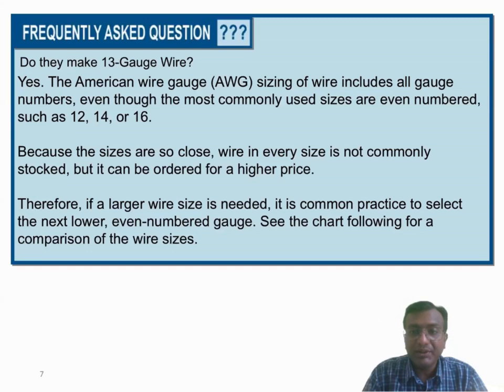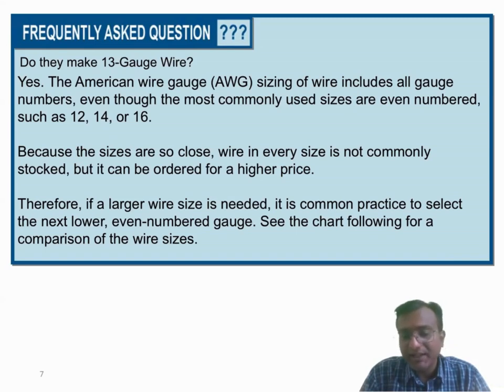Coming on to the next point. As you have seen in the chart, the American wire gauge, AWG, is specified with certain numbers, 12 gauge, 14 gauge. But these numbers are in a discrete manner. Suppose there is a 12 gauge and a 14 gauge, so in between 12 and 14, there is a 13 gauge. If I want a 13 gauge wire for a particular application, would I get it? Yes, you can get it.